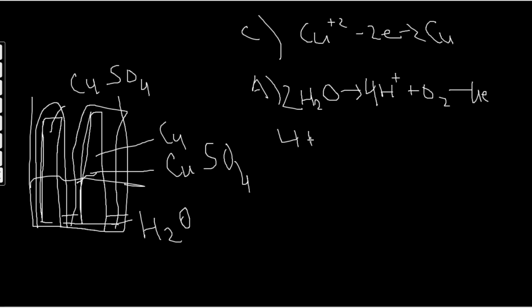So we will have 4 hydroxide ions, okay? And hydroxide has a charge of -1, so we'll just write that, which converts into our water, our oxygen gas and our 4 electrons. Okay?